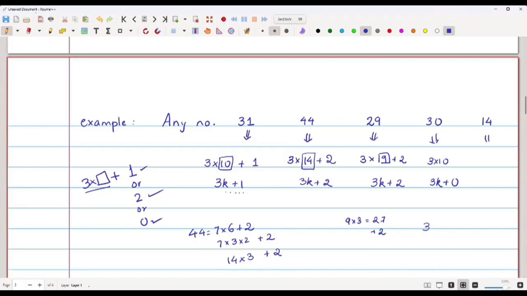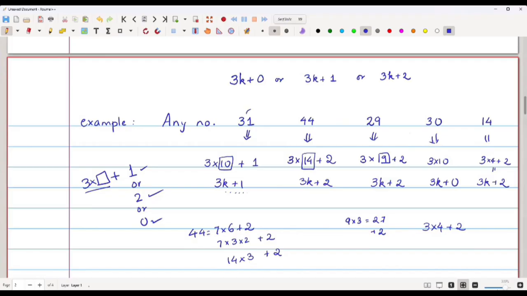14, we know we can write 3 times 4 is 12, and 12 plus 2 is 14. So this is 3 into 4 plus 2. So this is of the type 3 into something plus 2, right? So you take any number, you can always write it in the fashion of what? 3 into something plus 0, or 3 into something plus 1, or 3 into something plus 2.